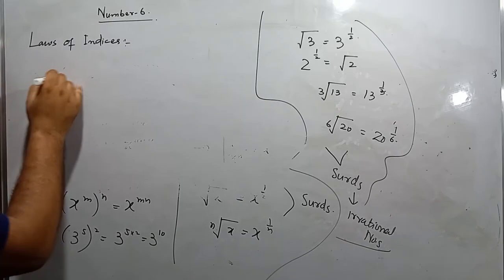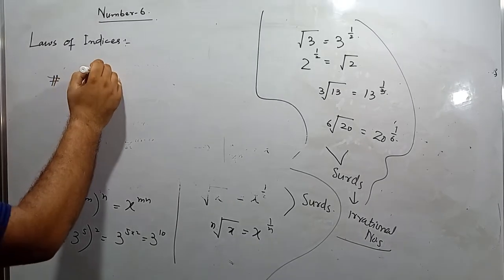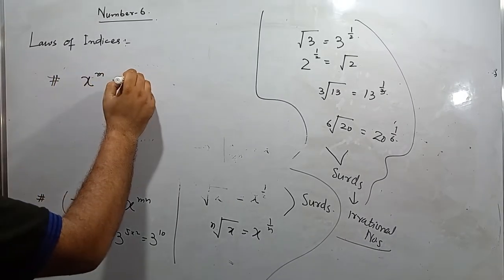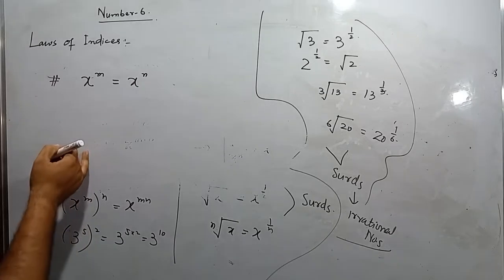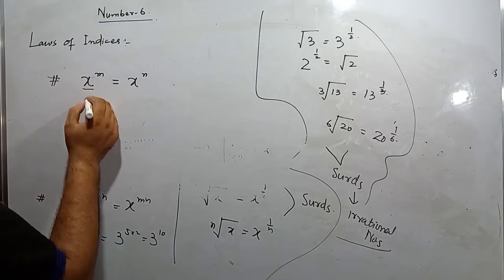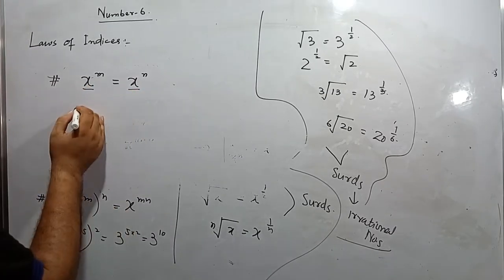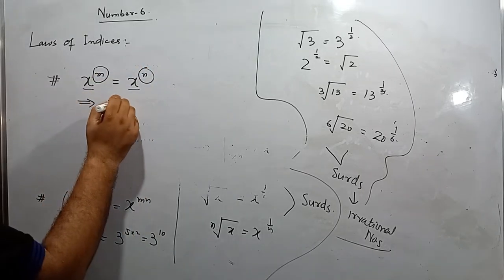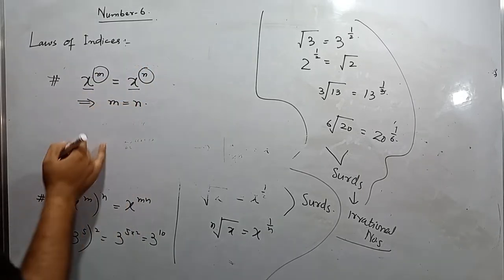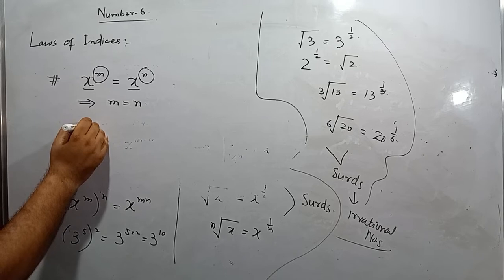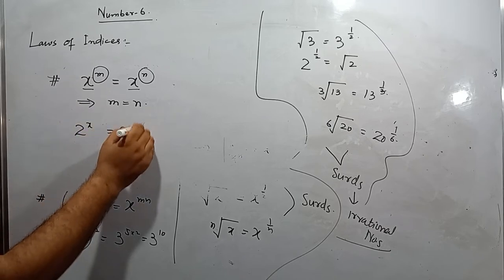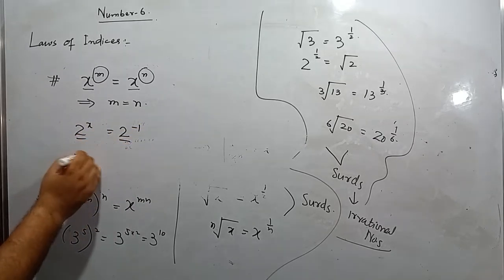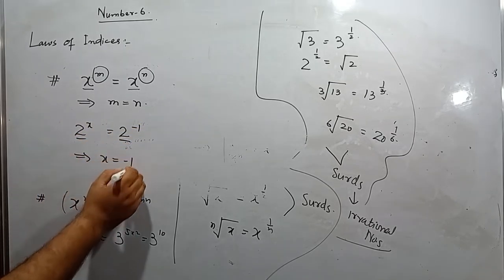And one more, if we have x to the power m is equal to x to the power n, you can see here x is there, same number is there, only the powers are different. So this implies m is equal to n. What does that mean? If we have 2 to the power x is equal to 2 to the power minus 1, bases are the same, it implies x is equal to minus 1.